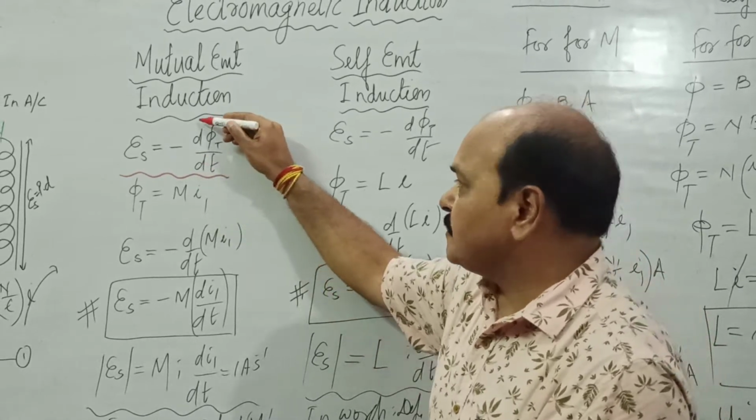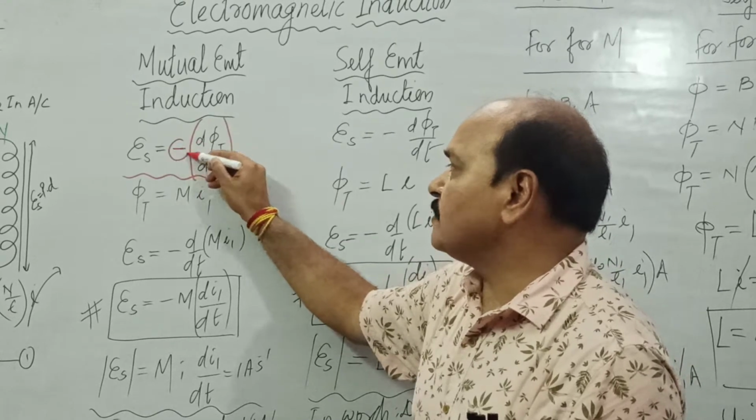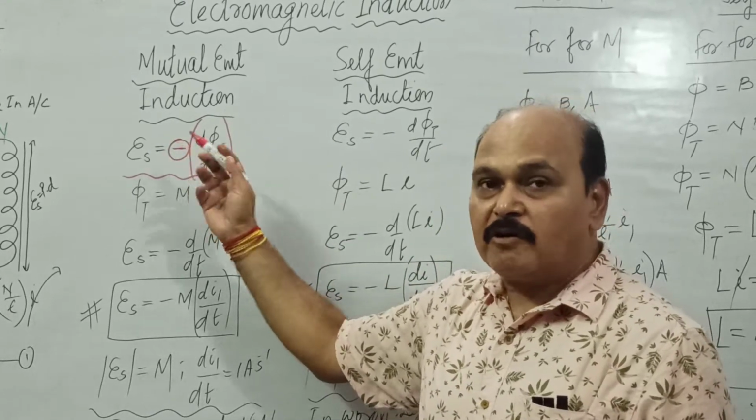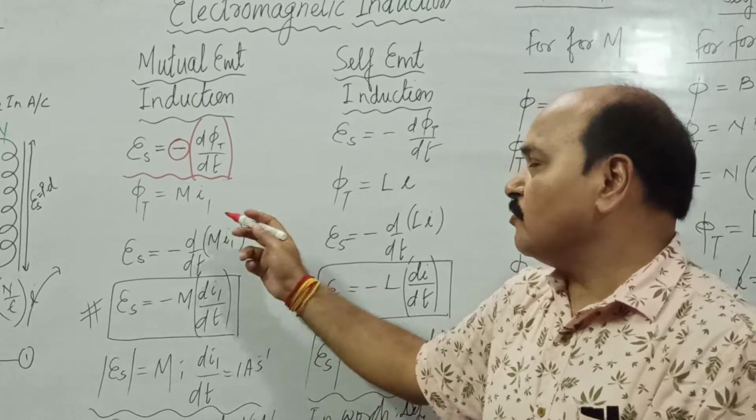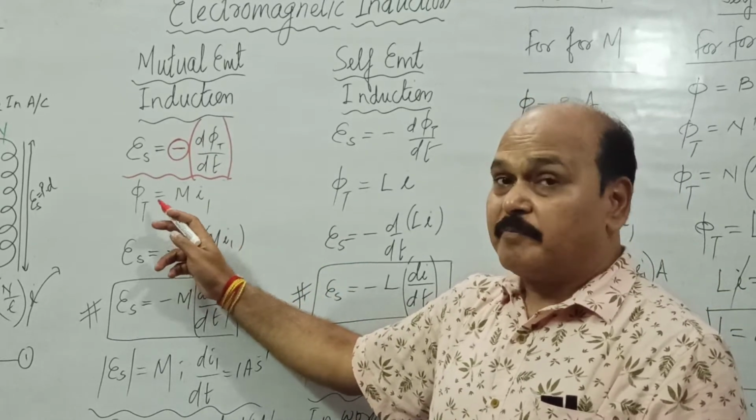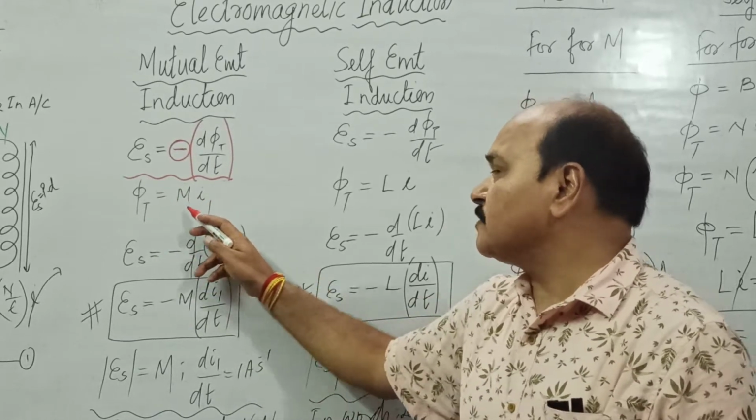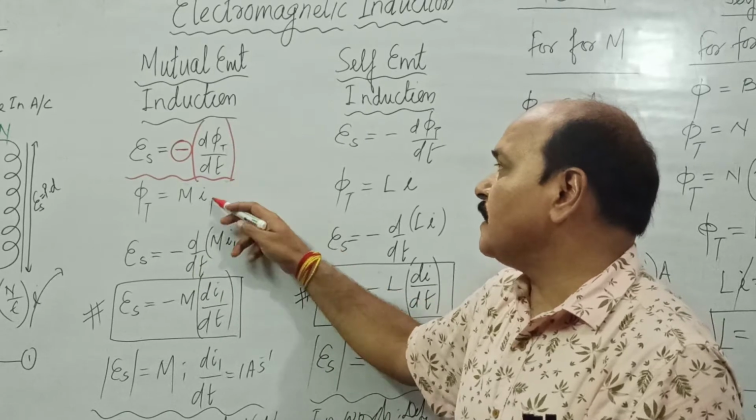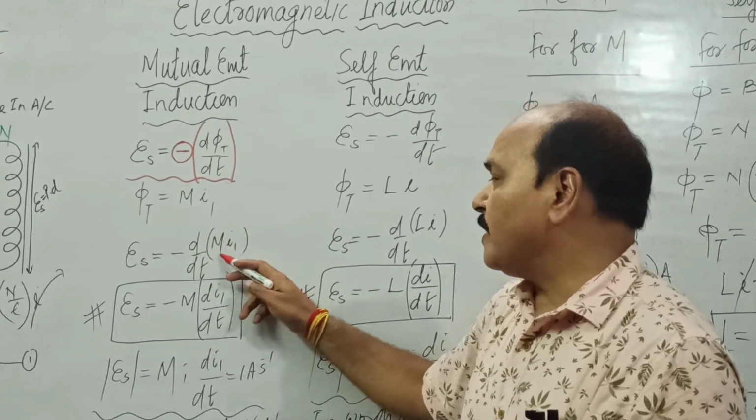Induced EMF is directly proportional to the rate of change of flux, and this negative sign is because of Lenz's law. This is the law of electromagnetic induction. We have just studied that the total flux passing through the secondary coil is M times I. If we substitute this value here, what do we get? Minus d by dt of MI.